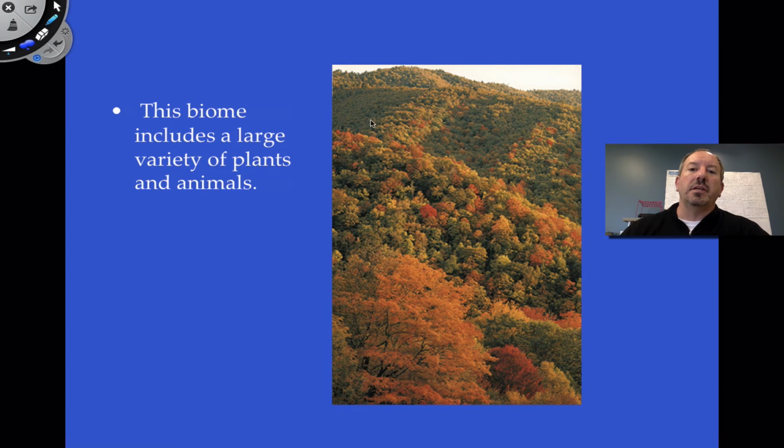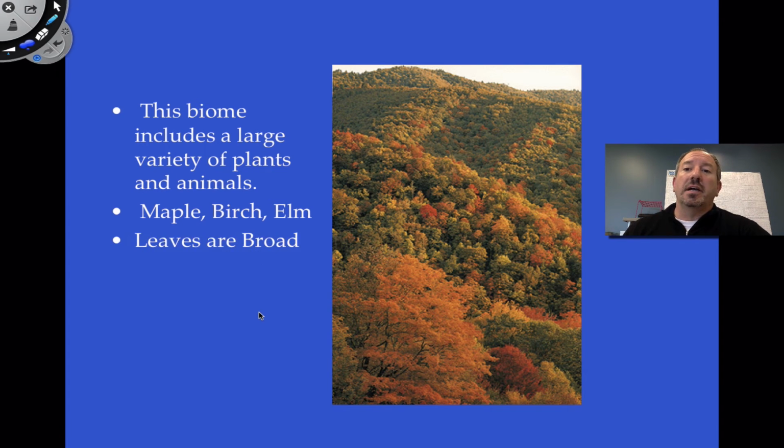The east coast of the United States and Europe in general are dominated by deciduous forests, and there are lots of animals that also live in the deciduous forest. Some of the characteristic trees are maple, birch, and elm. These are good hardwood. They have big leaves for capturing a lot of sun, and there's no worry about water because it rains constantly on the East Coast.